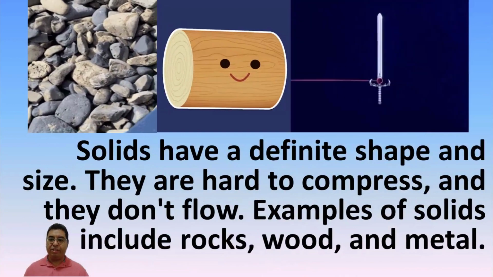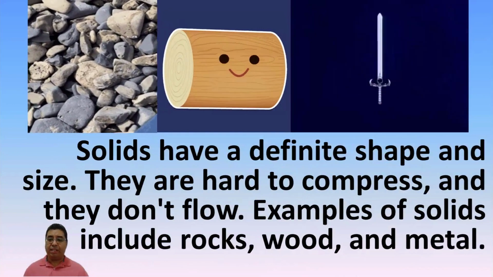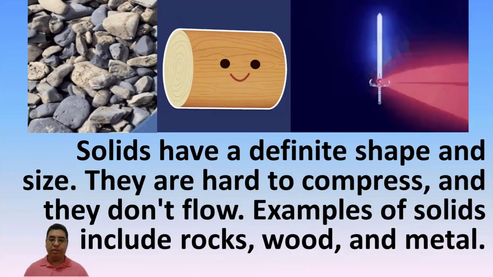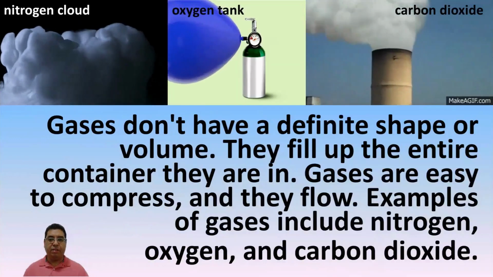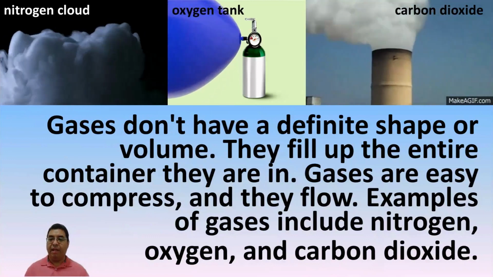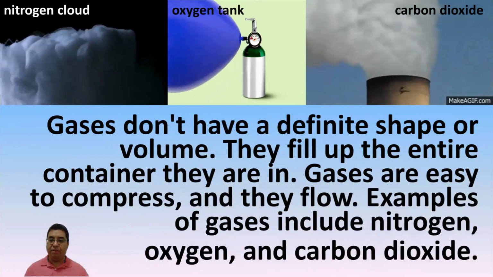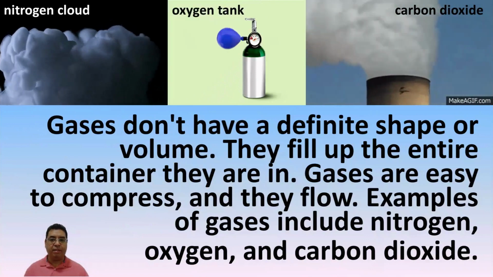Solids have a definite shape and size. They are hard to compress and they don't flow. Examples of solids include rocks, wood, and metal. Liquids have a definite volume, but they don't have a definite shape. They take the shape of the container they are in. Examples of liquids include water, milk, and juice. Gases don't have a definite shape or volume. They fill up the entire container they are in. Gases are easy to compress and they float. Examples of gases include nitrogen, oxygen, and carbon dioxide.